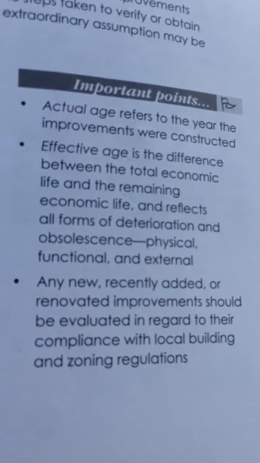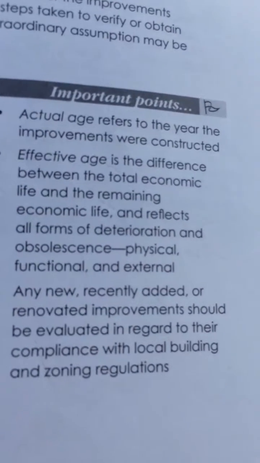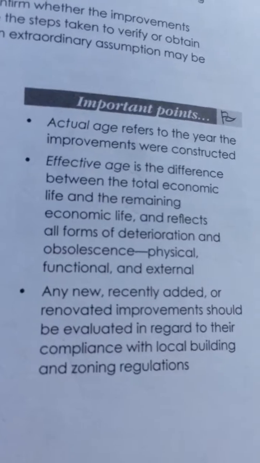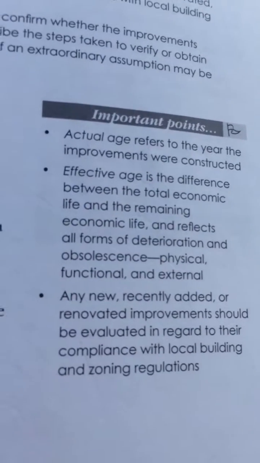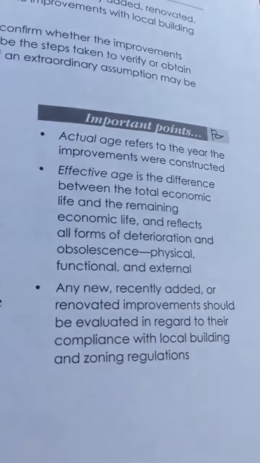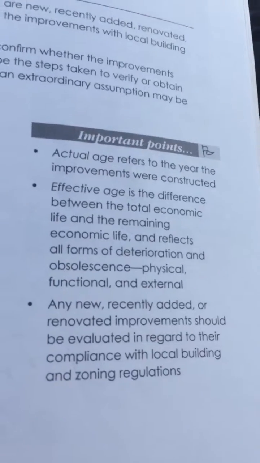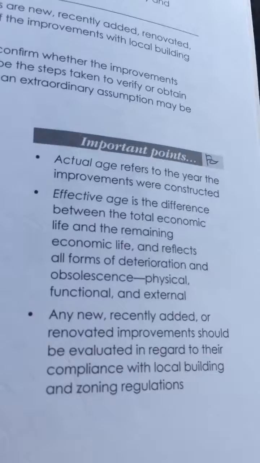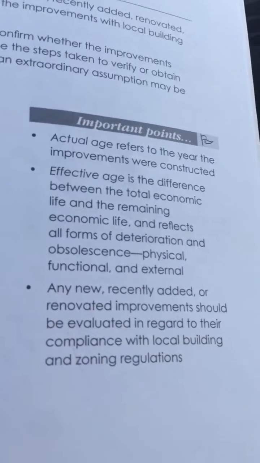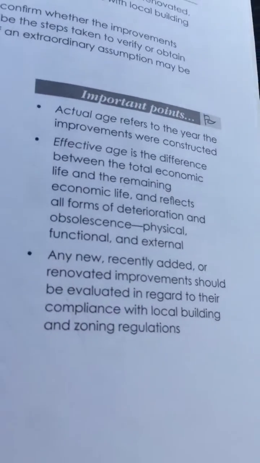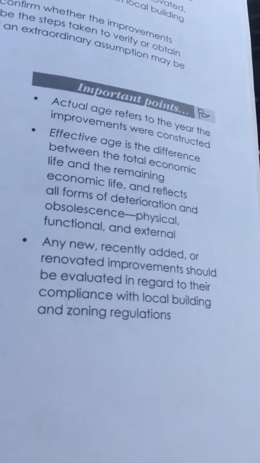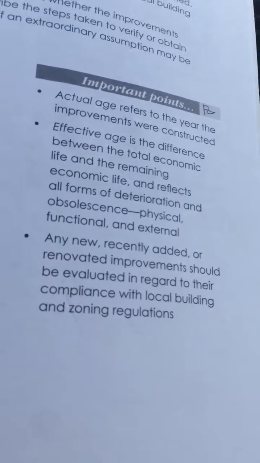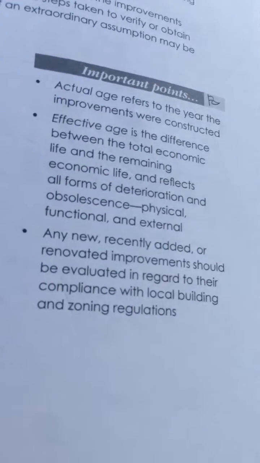Important points. Actual age refers to the year the improvements were constructed. Effective age is the difference between the total economic life and the remaining economic life, and reflects all forms of deterioration and obsolescence: physical, functional, and external. Any new, recently added, or renovated improvements should be evaluated in regard to their compliance with local building and zoning regulations.